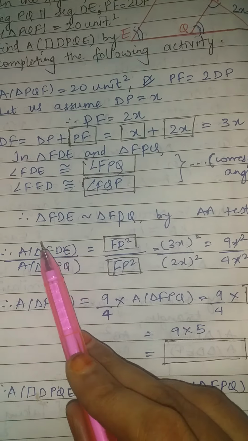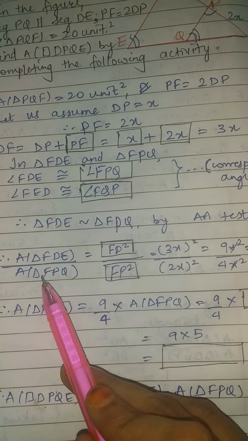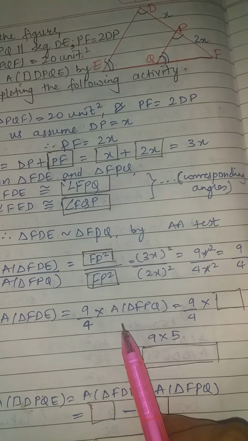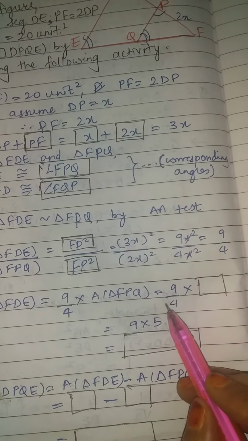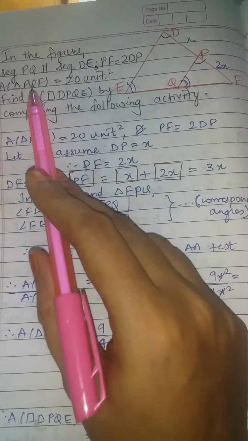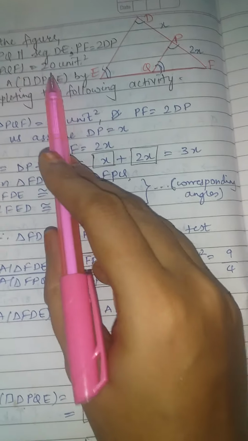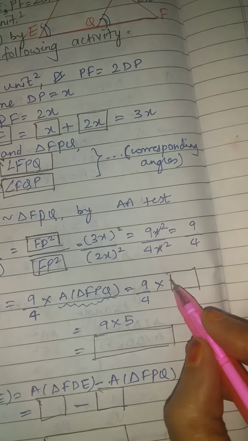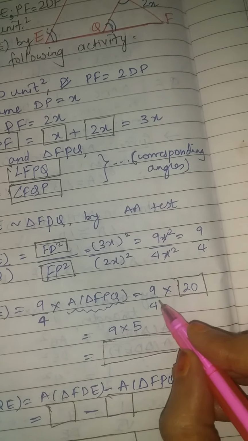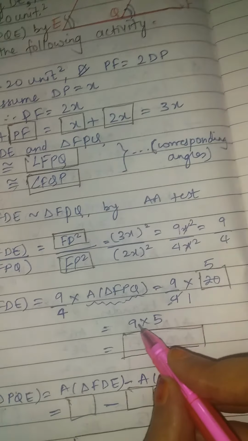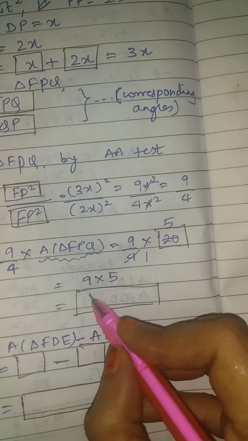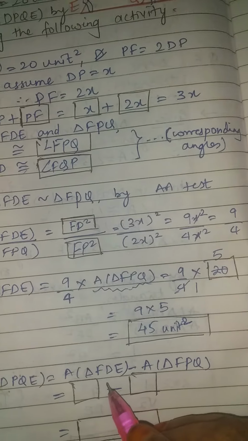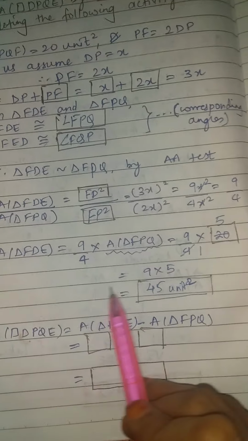Therefore, area of triangle FDE, which is kept here, and we are going to shift the area of triangle FPQ on the other side. So that will be 9 by 4 into area of triangle FPQ, which is already given as 20 units square in the question. So 9 by 4 into the area of triangle FPQ, I am going to write the value as 20. Let us cancel. 4 1s are, 4 5s are 20. So your answer is 9 into 5, that is 45 unit square. So area of triangle FDE is 45 unit square.